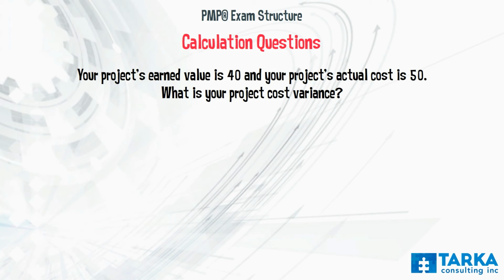Your project's earned value is 40, and your project's actual cost is 50. What is your project cost variance? A, -10, B, 10, C, 90, or D, 0. In this case, the answer is A, -10.